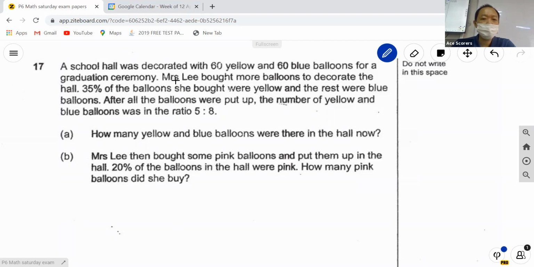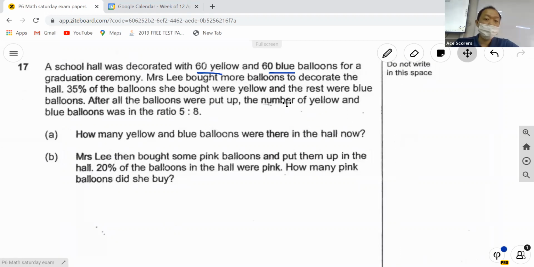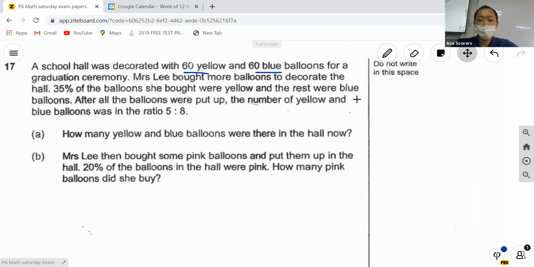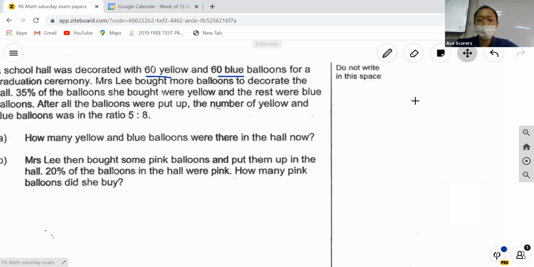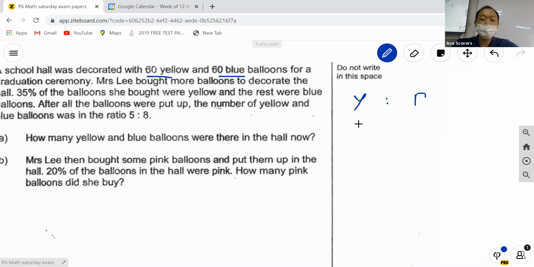Okay, so a school hall is decorated with 60 yellow and 60 blue balloons for a graduation ceremony. Mrs. Lee bought more balloons to decorate the hall. 35% she bought were yellow and the rest were blue. Okay, before and after. So how many do we have at first? Yellow versus blue. 60, 60, right? And then after that, bought more balloons. 35% were yellow.